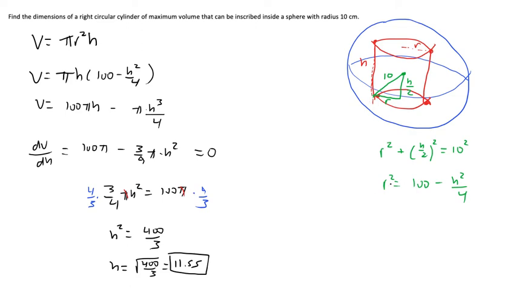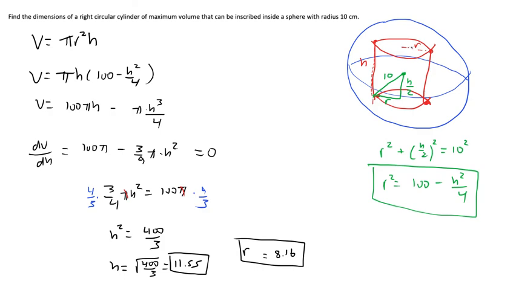What about the radius? We just have to plug this in. We know that r squared equals 100 minus h squared over 4. When we plug that in, we get the radius, which is approximately 8.16.